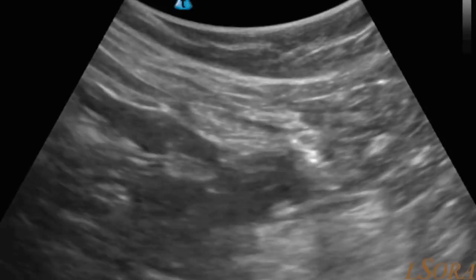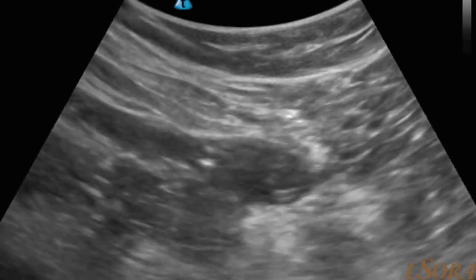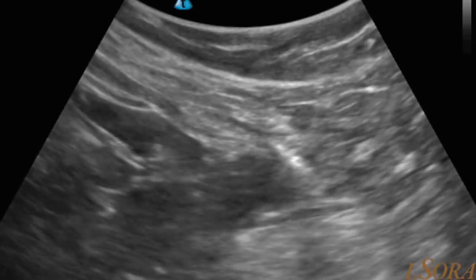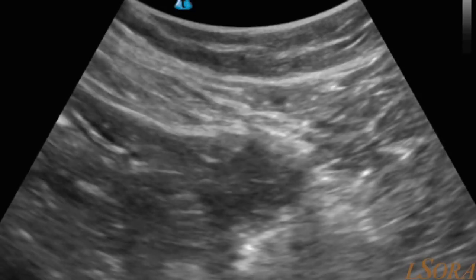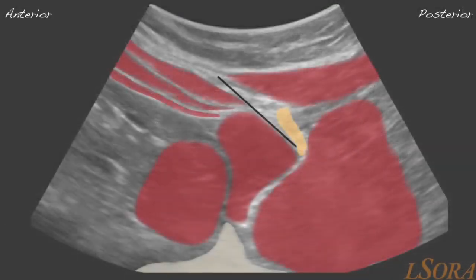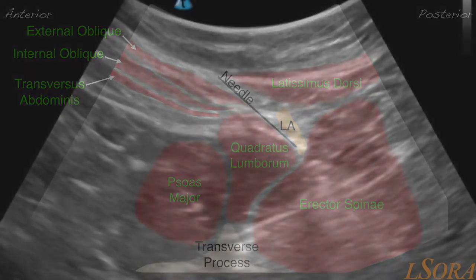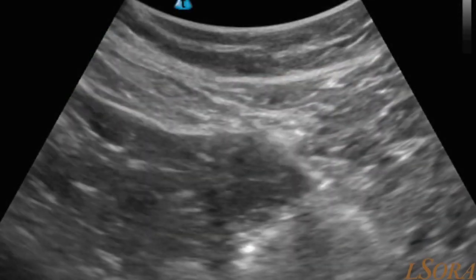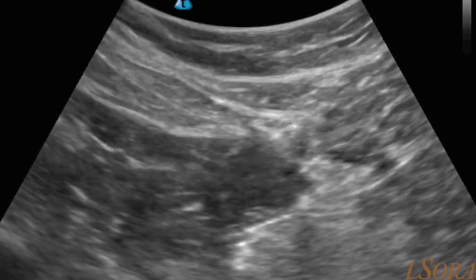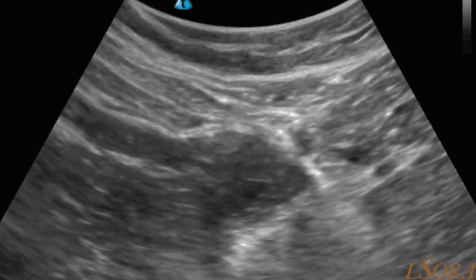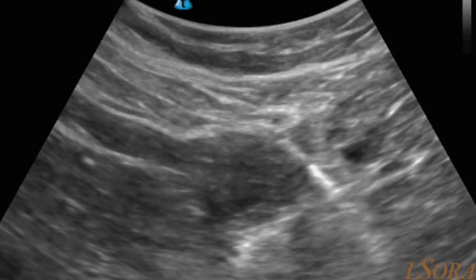This second block is a posterior quadratus lumborum block, or a QL2. Here, the left-hand side of the screen is the anterior abdominal wall side, and the right-hand side is posterior. A needle has been introduced from the left-hand side of the screen, just passed over quadratus lumborum, and is now injecting at the posterior aspect of quadratus lumborum between it and erector spinae. This is at the middle thoracolumbar fascia level. You can clearly see the needle here at the posterior aspect of quadratus lumborum, injecting local anaesthetic and filling that space.